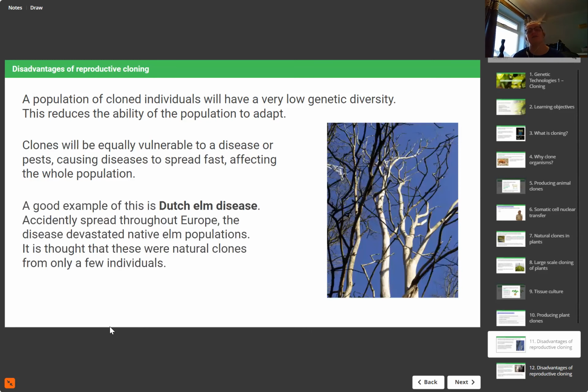A great example of this is Dutch elm disease, and this was accidentally spread through Europe, and it was a disease that devastated native elm populations. It is thought that these were natural clones from only a few individuals. So it wasn't ones that we'd gone and cloned ourselves, but they'd naturally cloned themselves.